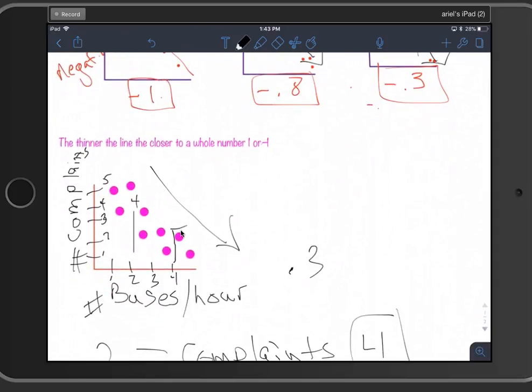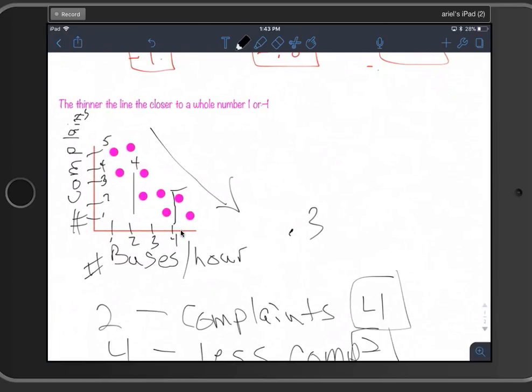All right, there you go. And that's kind of our lesson on scatter plots.